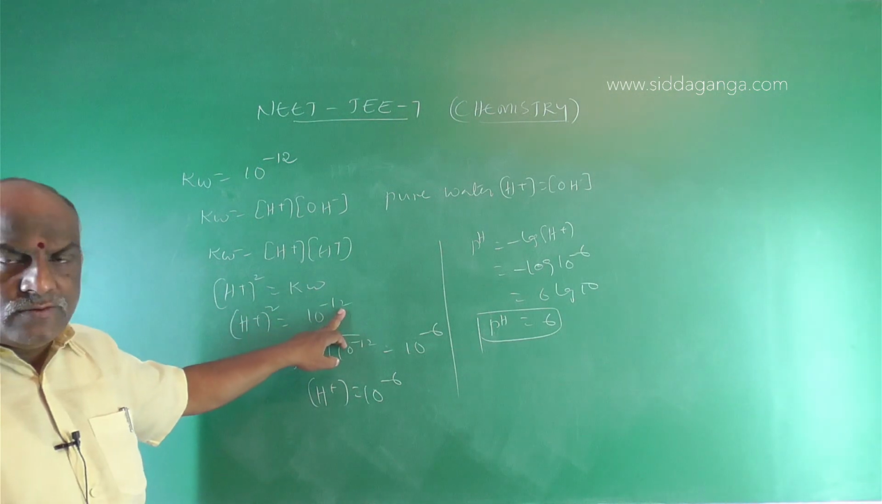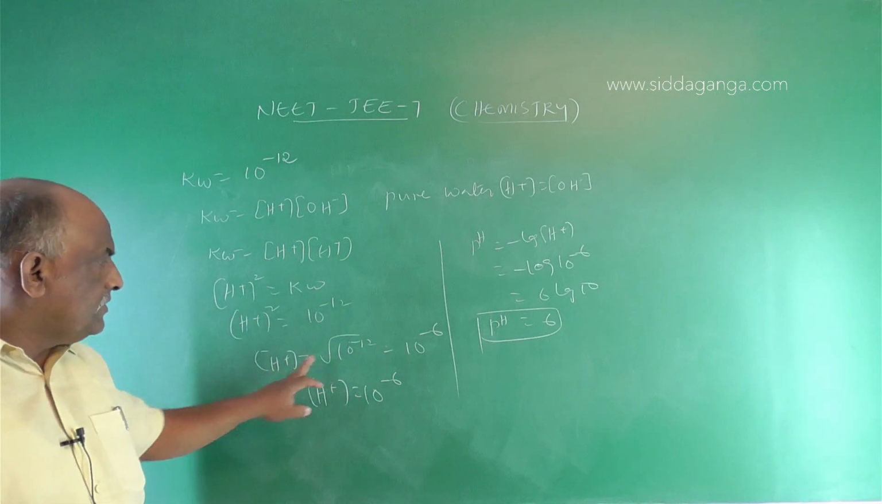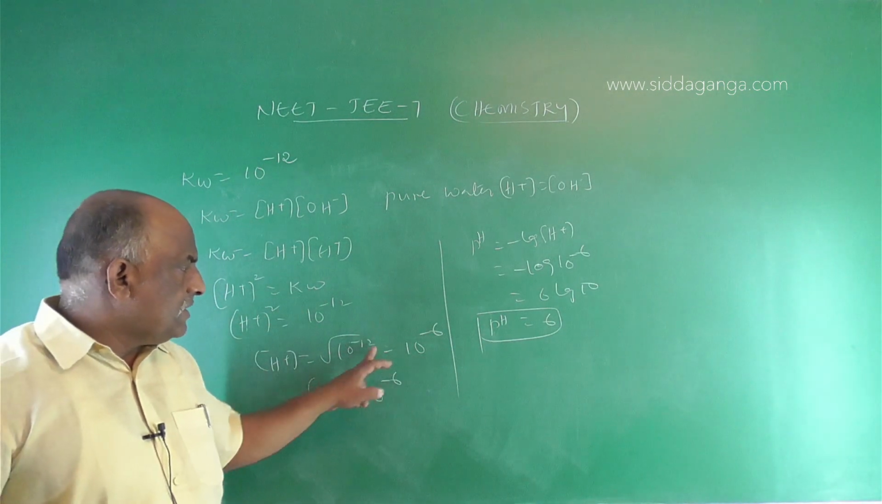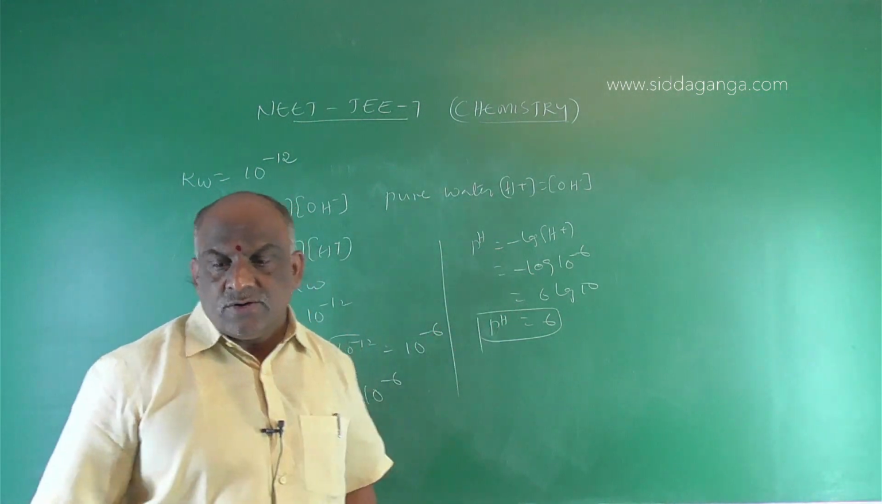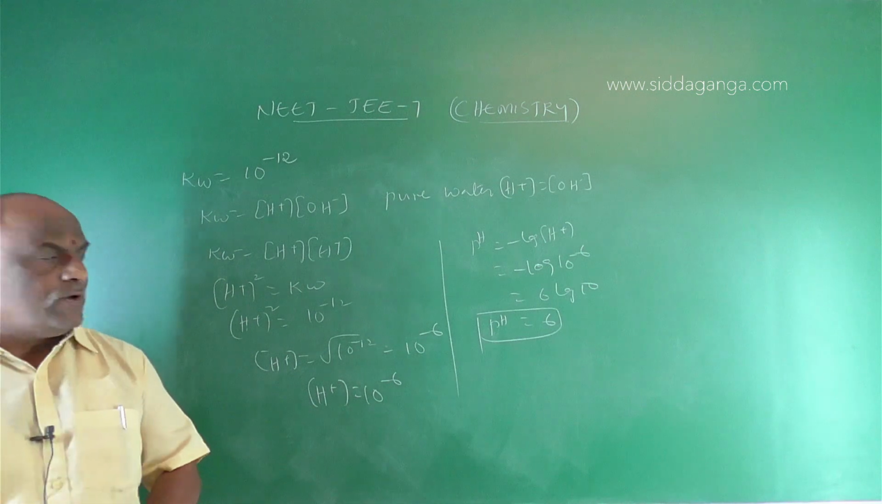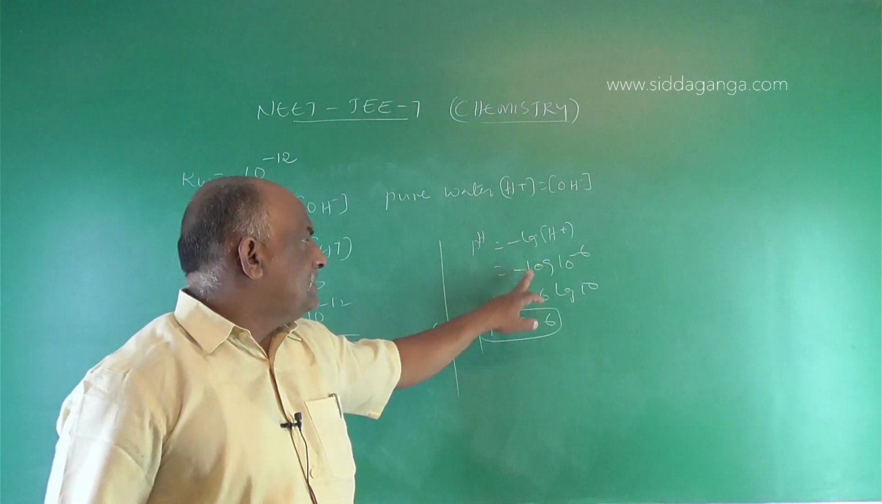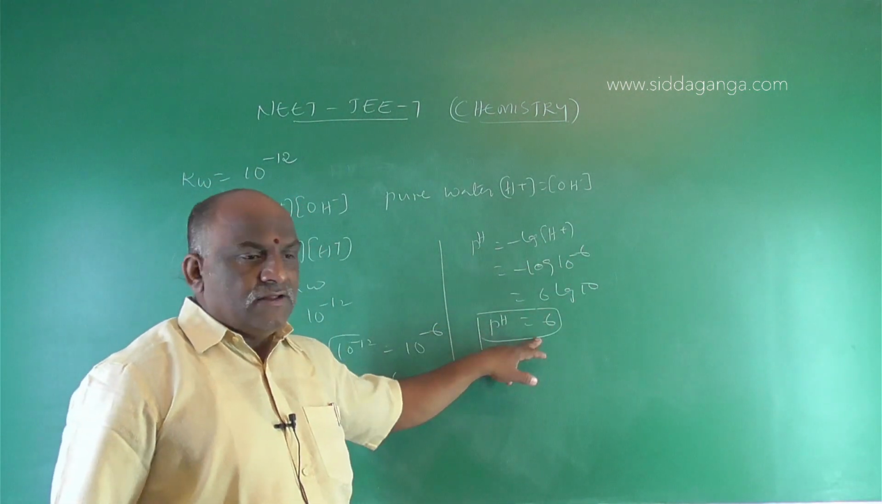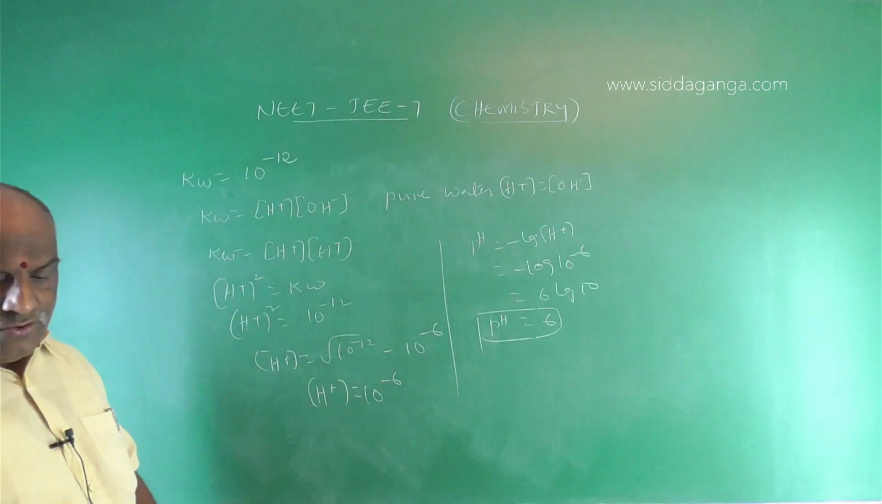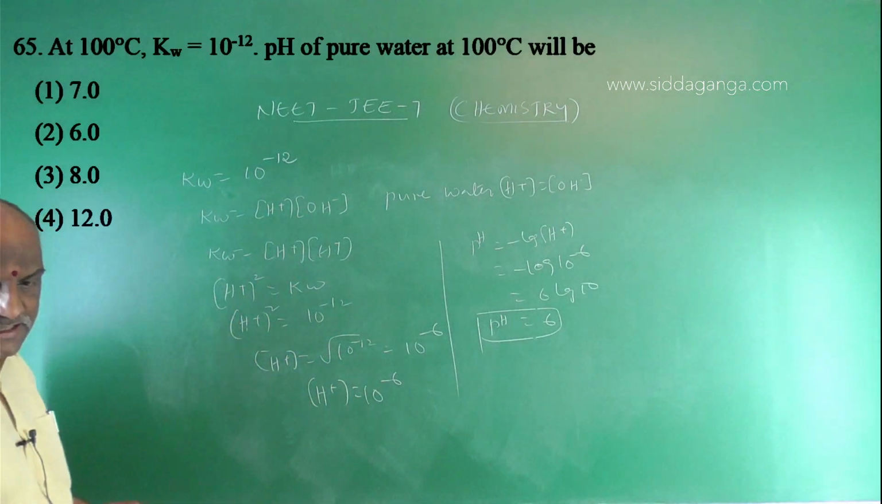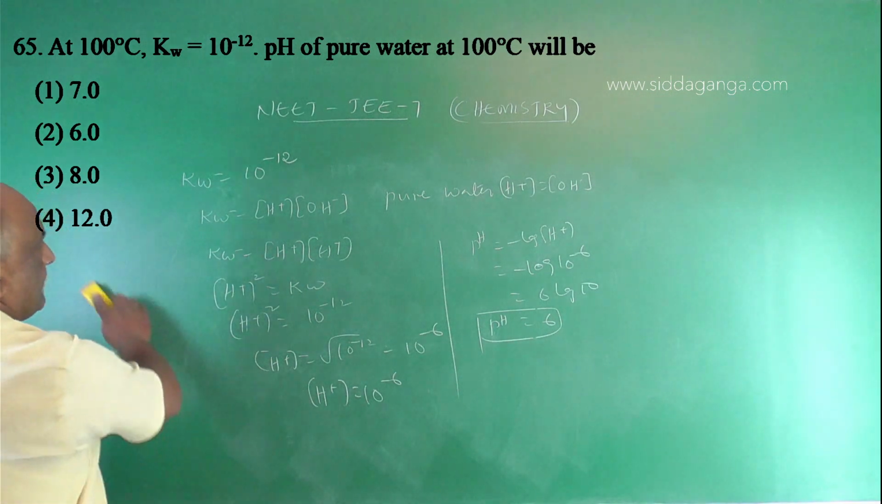Substitute Kw as 10 power minus 12. Remove the square and you get the root. The root value of 10 power minus 12 is 10 power minus 6. Apply the formula: pH is equal to minus log H plus, that is minus log 10 power minus 6, which is minus times minus, plus 6 log 10. Log 10 is 1, so the answer is 6. Clear? The answer is 6. For this question, you go with the second answer, 6, as the right answer. And next one.